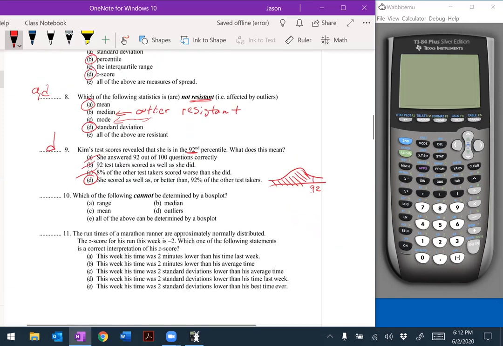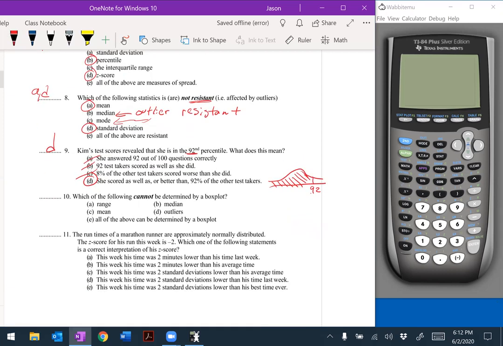Number 10, which of the following cannot be determined by a box plot? The range, nope, the range can. The median, think of a box plot, right? What does a box plot look like? Okay, looks like that. We might have an outlier or two.